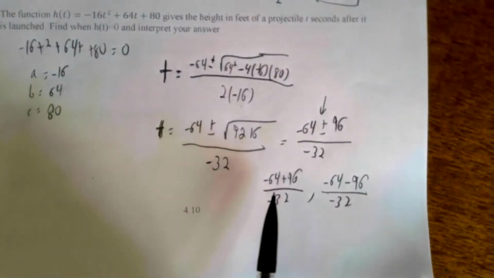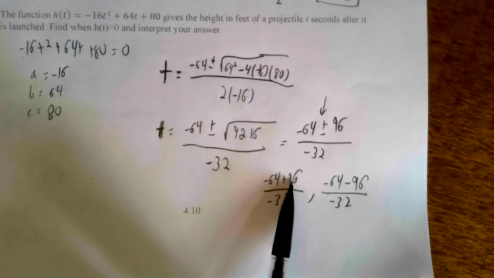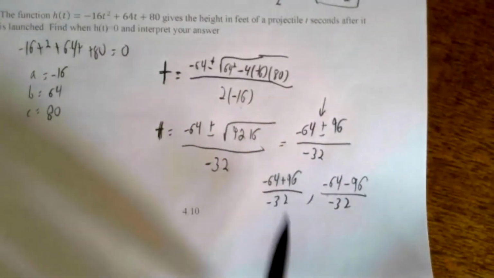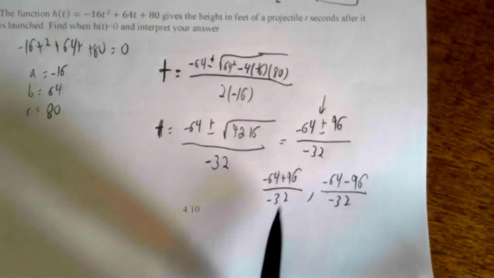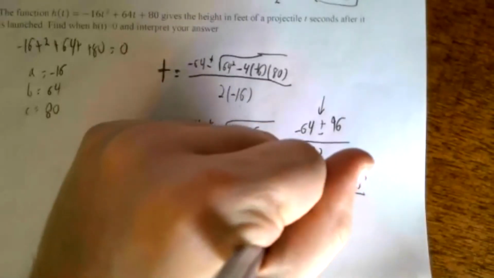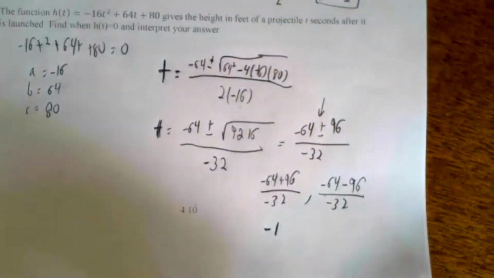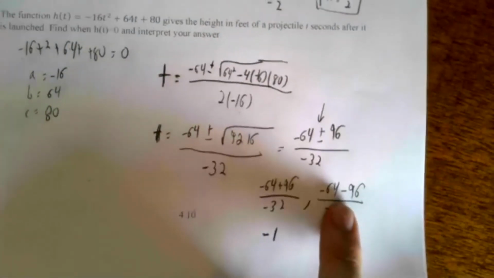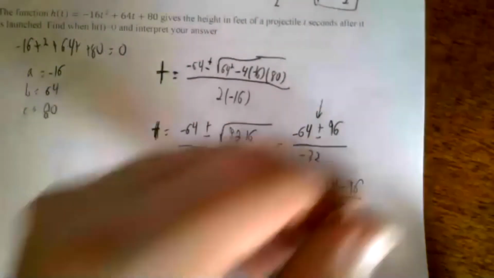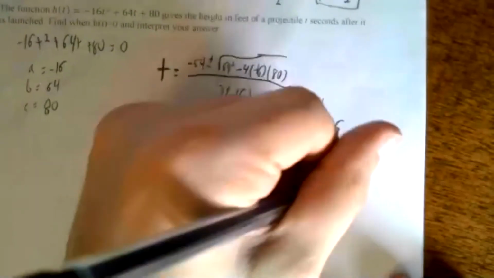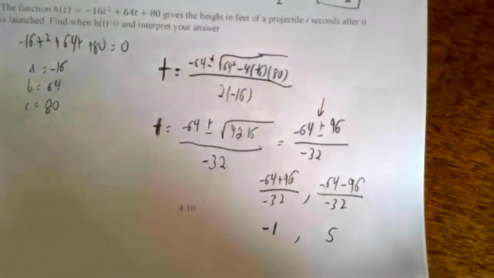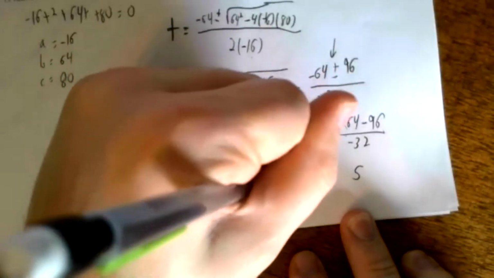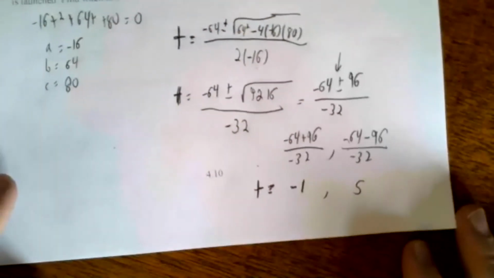And then I can simplify this, right? So I have negative 64 plus 96, which should be a positive 32, divided by a negative 32. So we get a negative 1 here. And then negative 64 minus 96 is negative 160. Divide that by negative 32, and we get a positive 5. Right? Negative divided by negative is going to be a positive. So what I'm saying is that t is going to be equal to negative 1 and a positive 5.